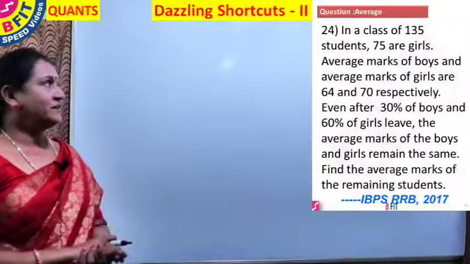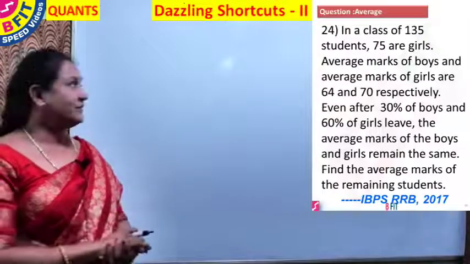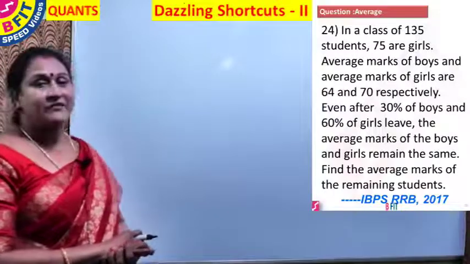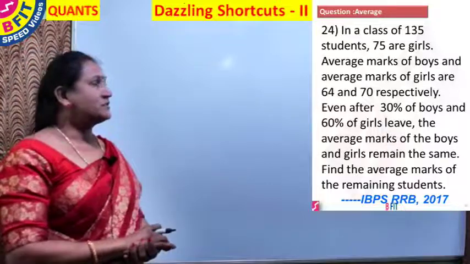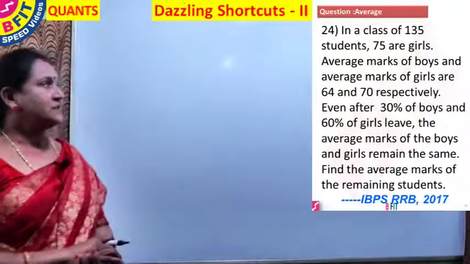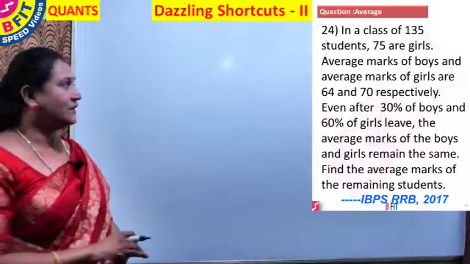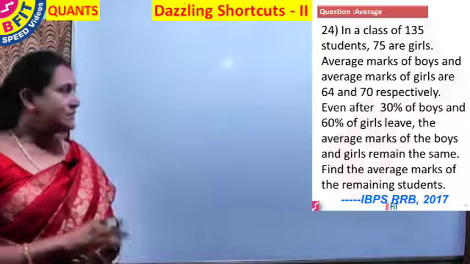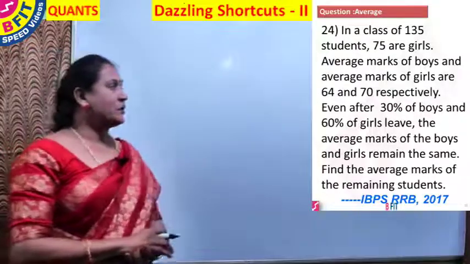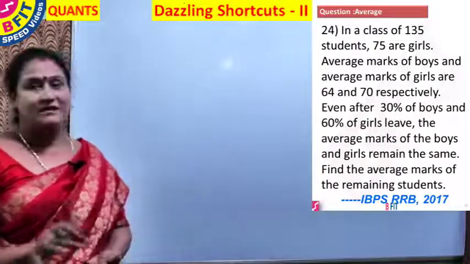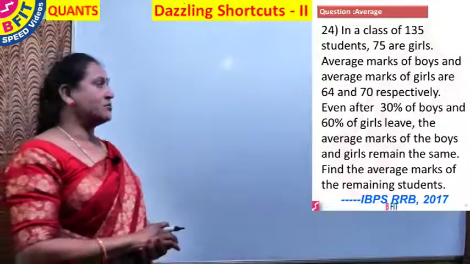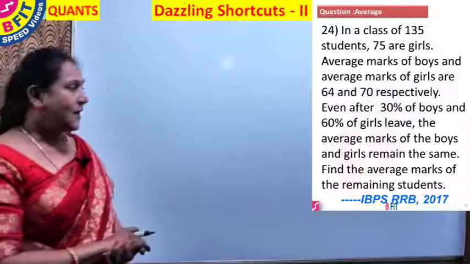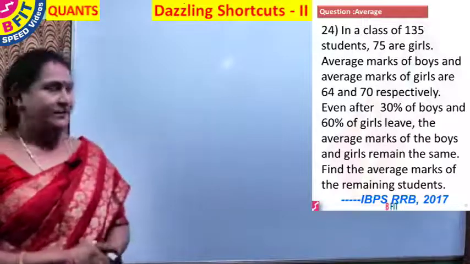So the next question, under the topic averages. The question is: in a class of 135 students, 75 are girls. Average marks of boys and average marks of girls are 64 and 70 respectively. Even after 30% of boys and 60% of girls leave, the average marks of the boys and girls remain the same. Find the average marks of the remaining students. This question is from the exam IBPS RRB 2017.